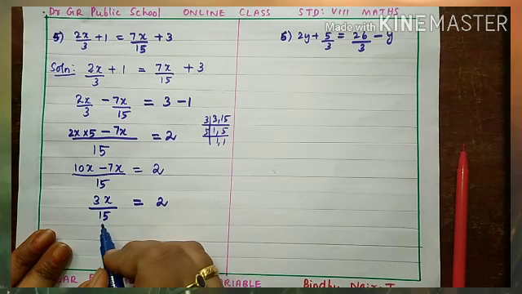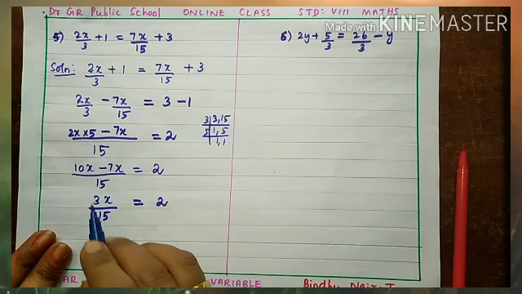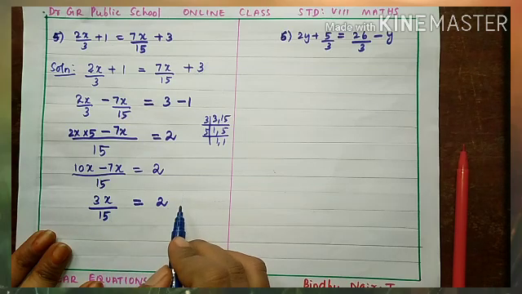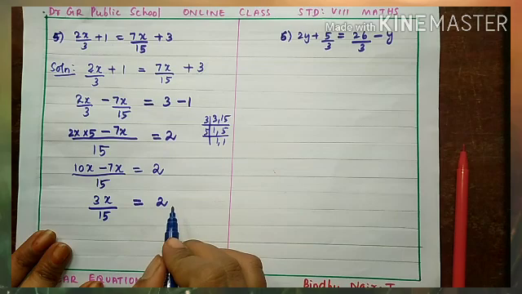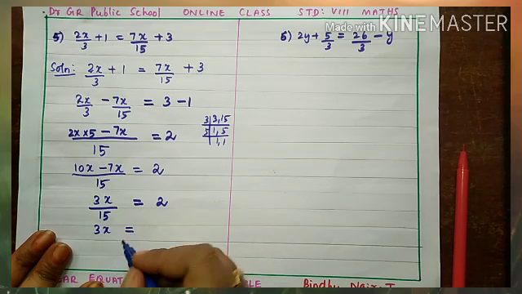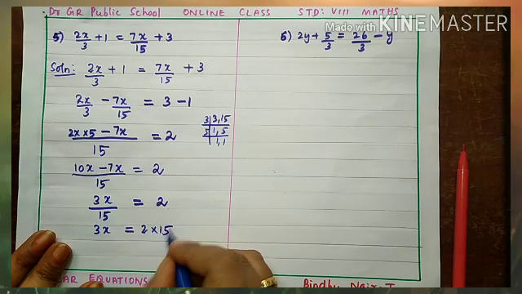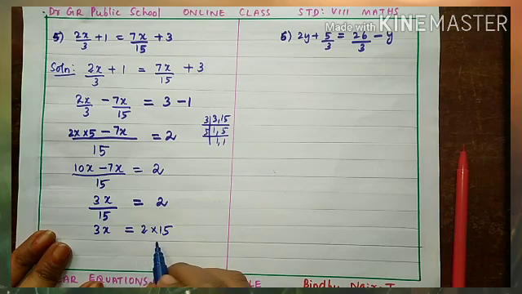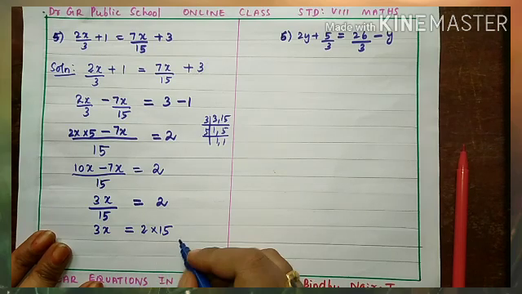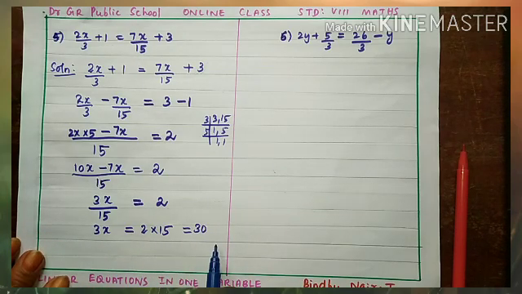Now you see this 15 we can transpose first to RHS, and by 15 division it is transposed and becomes multiplication. So next term 3x is equal to 15, I am transposing here and it becomes multiplication. And what is 2 into 15, children? Yes, it is 30. So what is the LHS now? 3x. What is the RHS now? 30.